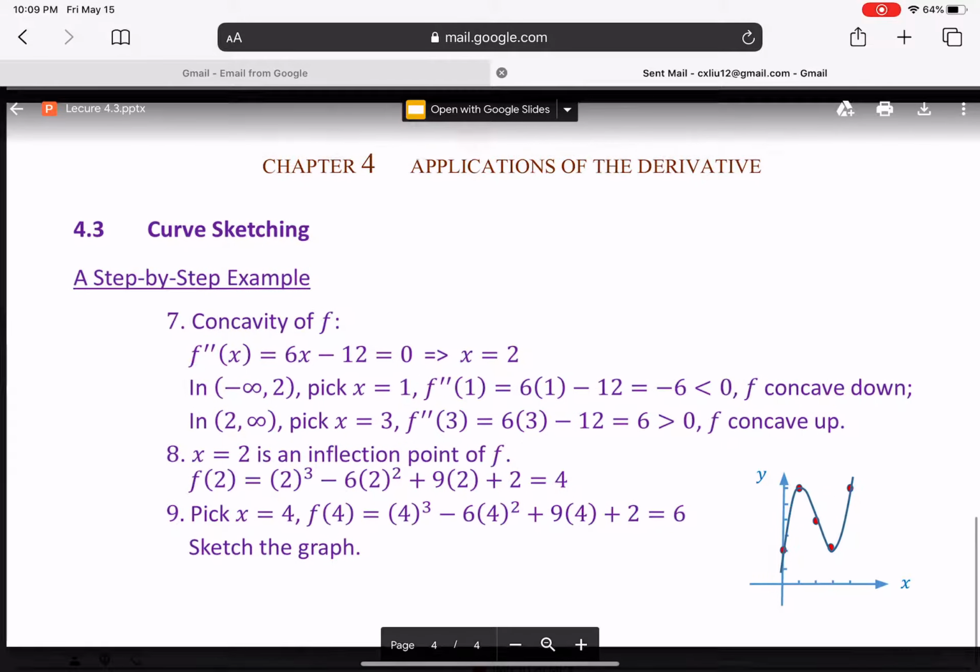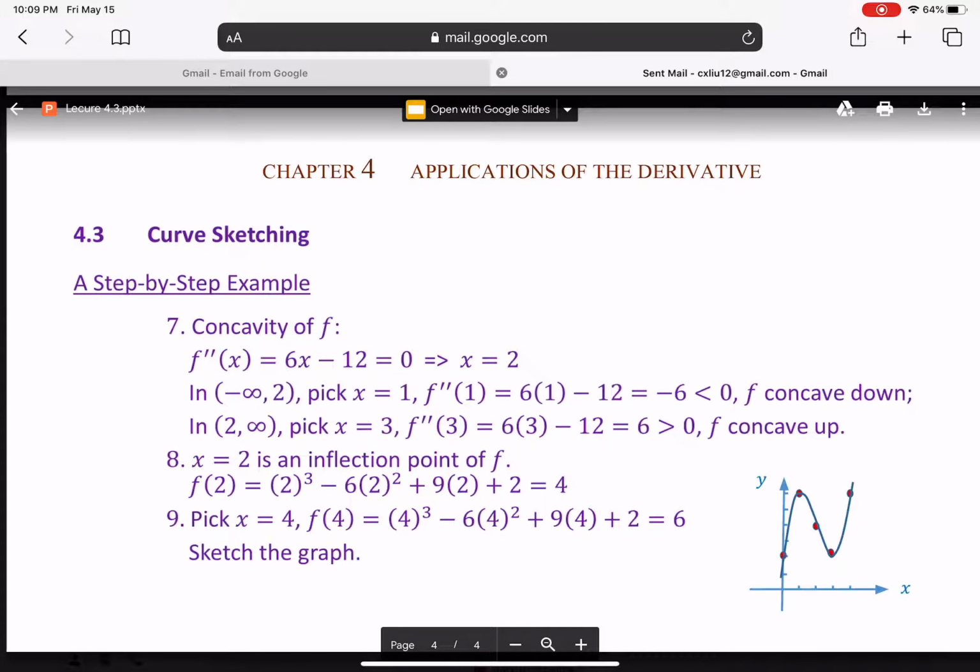Step 7, concavity of f. So we take the second derivative to get 6x minus 12, and set it equal to 0, we get x equal to 2. And that would divide the whole domain of the function into 2 regions. The first region is from negative infinity to 2, and we can pick x equal to 1 as the test point. And evaluate the second derivative of the function, and we got f double prime of 1 equal to 6 times 1 minus 12, which is negative 6.